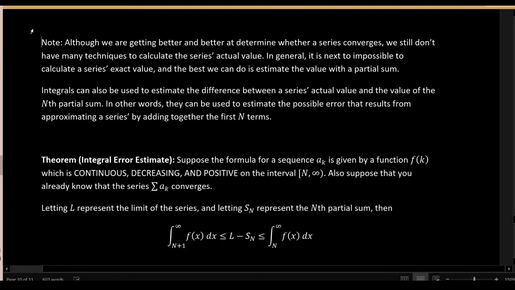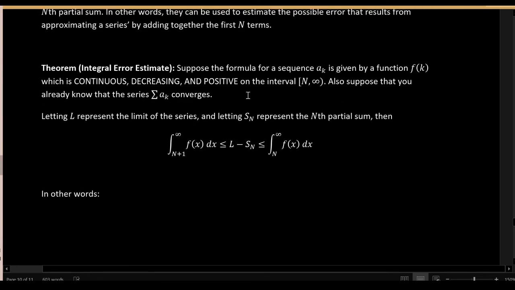So as mentioned at the beginning of today's video, we're going through and developing a bunch of different techniques and tools to decide whether a series has a value, whether a series converges or not. But we still have very few tools to determine what the series' actual value is. And in general, it's an extremely hard problem to determine what a series value actually is exactly. However, in practice, we can get an estimate for a series' actual value. And that's what the following theorem is all about.